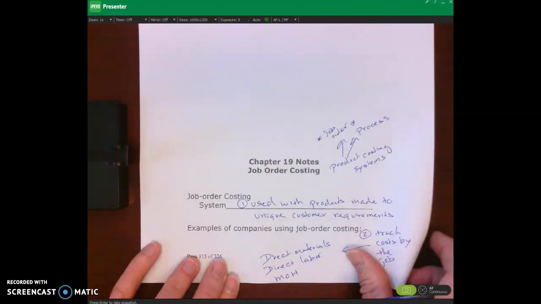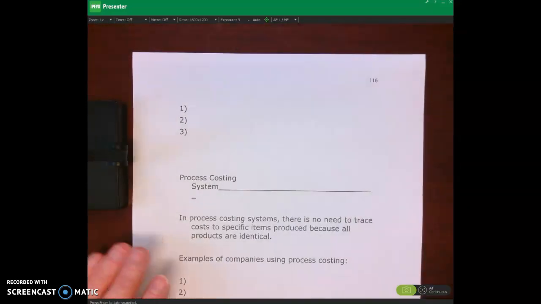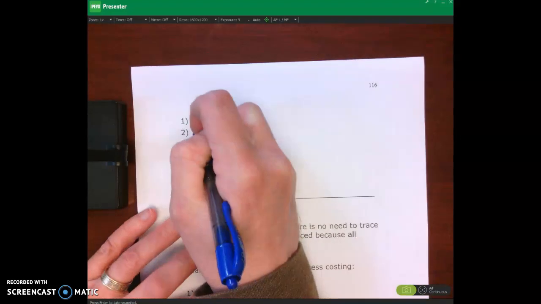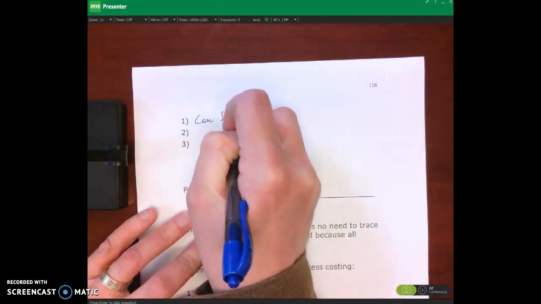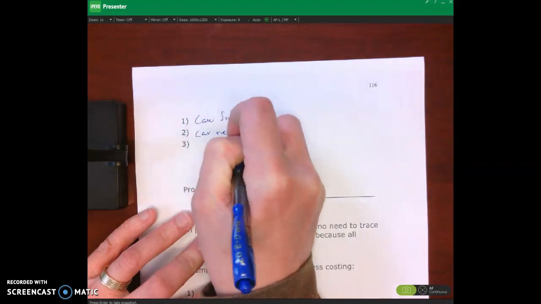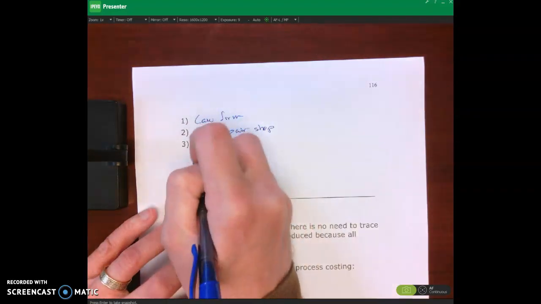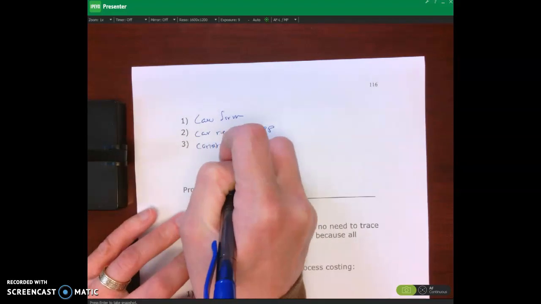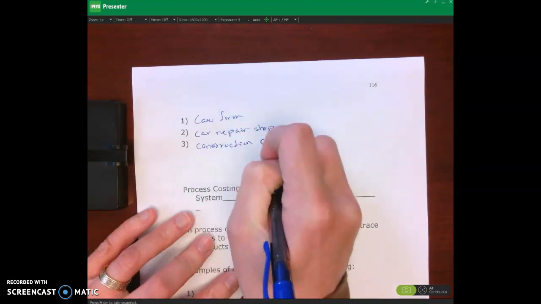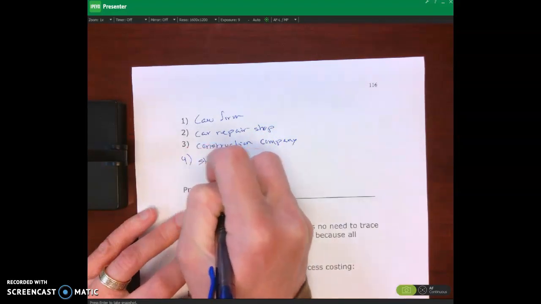In terms of some examples of companies that use job order costing, the first one would be a law firm. We could say a car repair shop. We could also say a construction company. And then I'll give you one more, a shipbuilder.